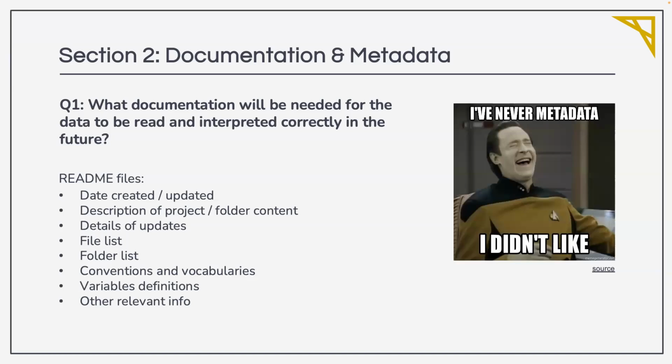But then things like file lists, folder lists, any conventions or standardized vocabularies that you're using within those, definitions of your variables. Other relevant info, I think it's always great to include things like methodologies in this, how you're coding, doing anything with the actual analysis is very important, but these are kind of the basic elements. It's what would somebody outside of your situation need to understand this data? And for those working on the projects, how would they be able to find what they're looking for in terms of files?